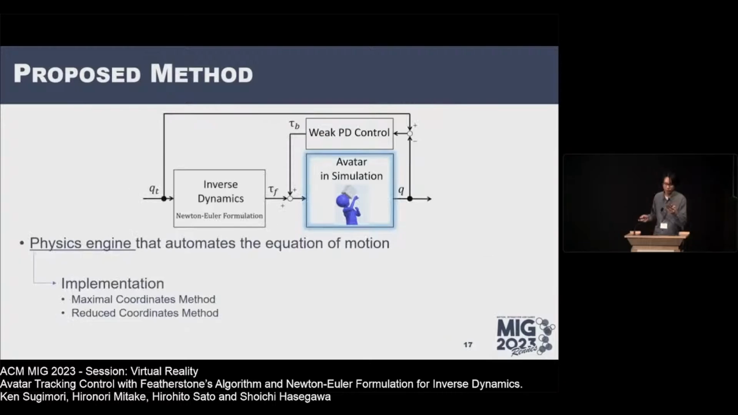Next, I will explain the method used for physics simulation. For simulation, we use a physics engine that automates the equation of motion. There are two common methods for setting up equation of motion: maximal coordinate method and reduced coordinate method. I will explain this method first.